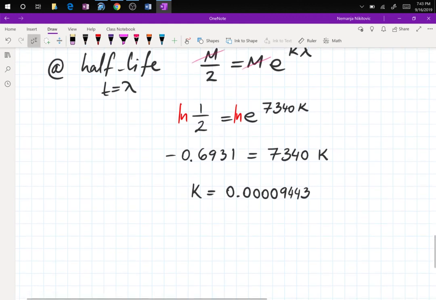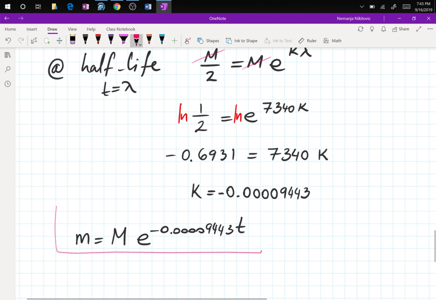So my thorium-229 exponential model for decay, it's negative. Oops, guys, negative, decay. So my thorium mass is equal to initial mass e to the negative 0.00009443 t. This is the model that we are interested in. And now I would like to see, after 70 years, what is the amount of thorium that is still on the teeth?